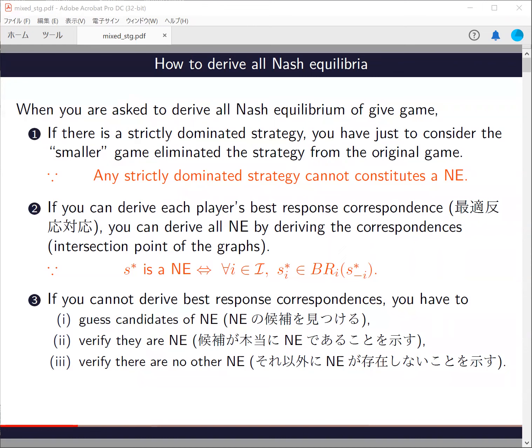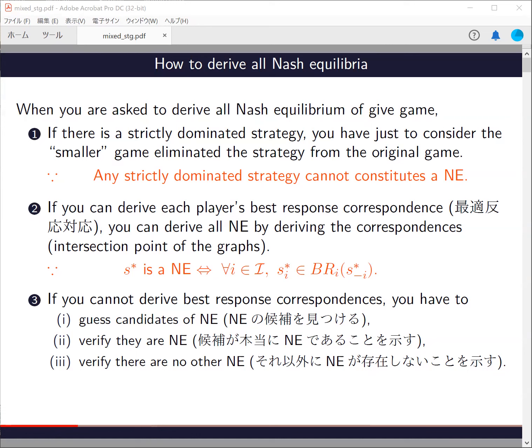And here is how to do this. First, if you are lucky and the game contains a strictly dominated strategy, then remove the strictly dominated strategy from the original game and analyze a smaller game.